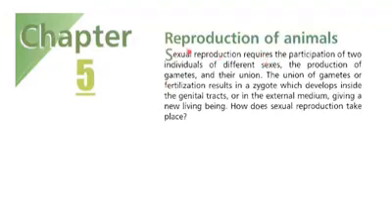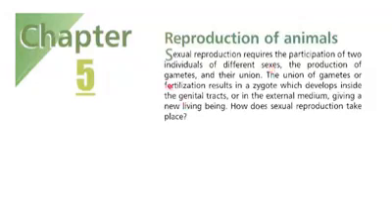Let us read the introduction of this chapter. It is in page 90 in your book. Reproduction in animals. Sexual reproduction requires the participation of two individuals of different sexes. So in order to have sexual reproduction, the first thing we need is two individuals of different sexes, meaning a male and a female. The male, which is like a man in humans, also we have male animals and females, a boy and a girl, a male and a female. But in animals we don't call them boy and girl, we call them male and female.